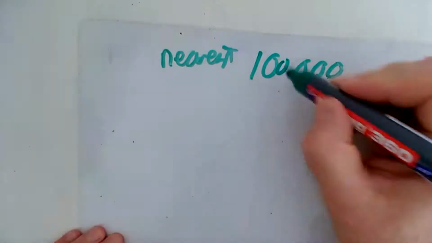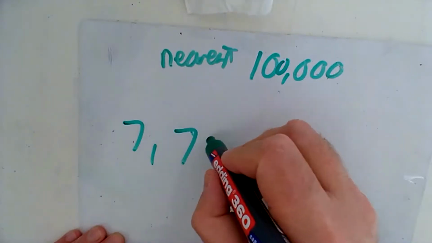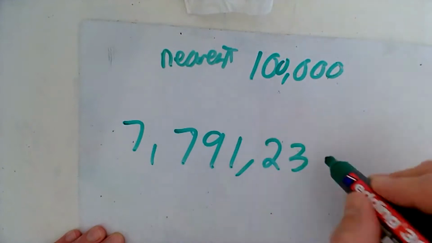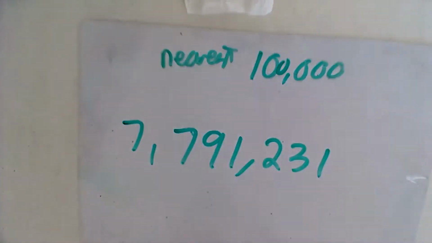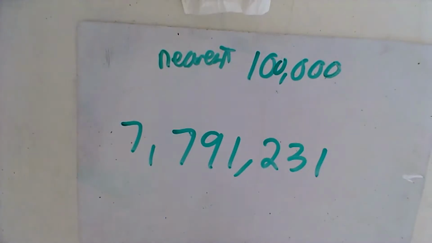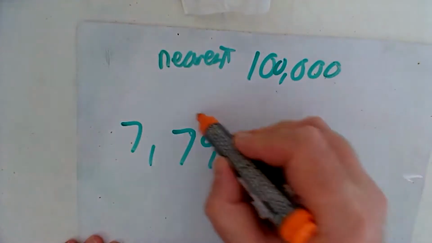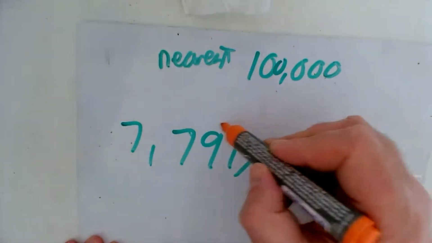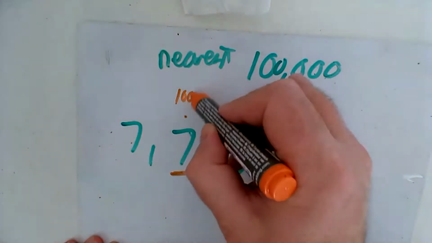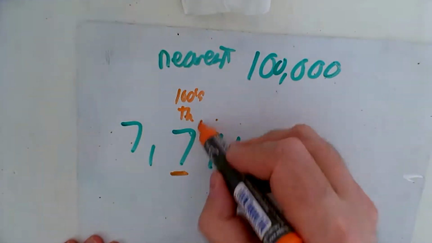Okay, nearest 100,000. Here we have 7,791,234. I'll find my 100,000s. So these are my hundreds, tens, units. This here is my thousands, tens of thousands, hundreds of thousands. Underline my 100,000 column.